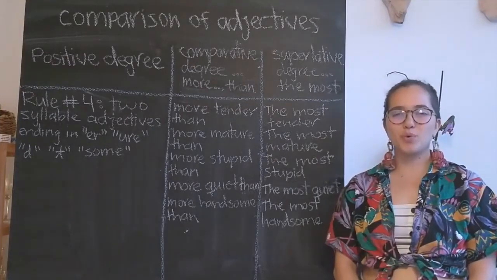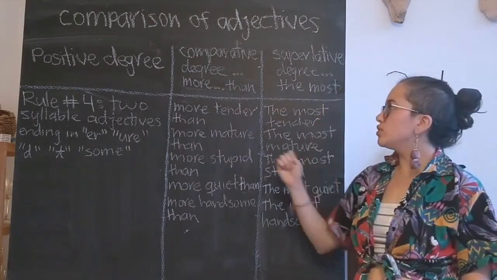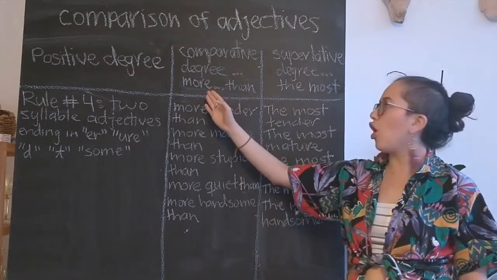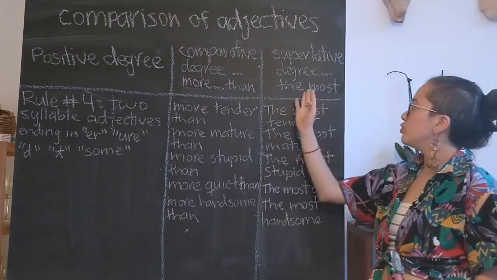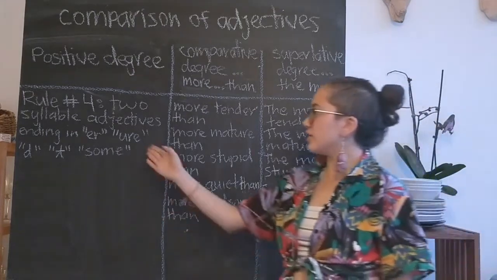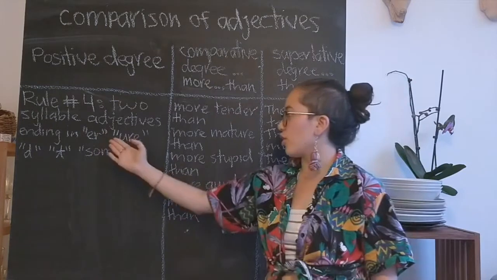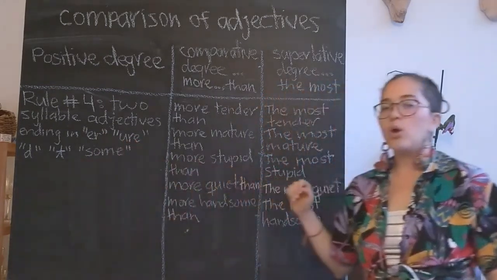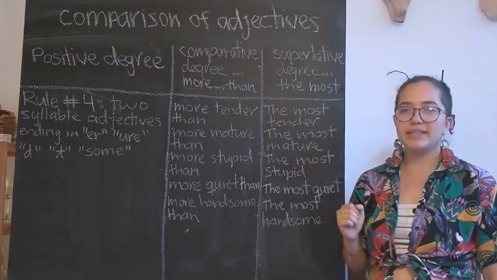The next 3 rules we will learn, for using the comparison of adjectives, use the following endings. Instead of er, we use more than. And instead of est, we use the most. Now, let's look at the 4th rule. Here it says, 2-syllable adjectives ending in er, d, t, or some, we use these forms for making the adjective.